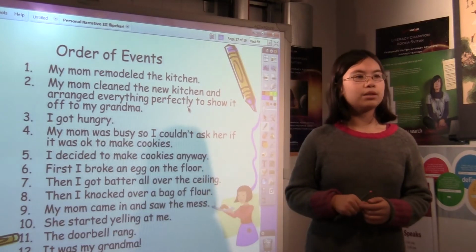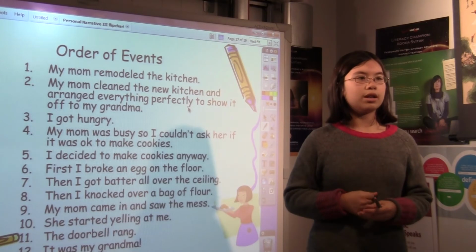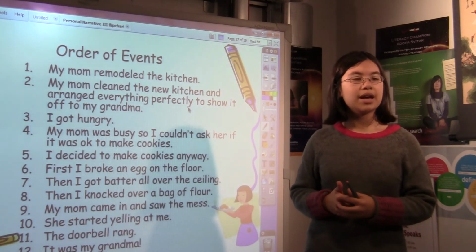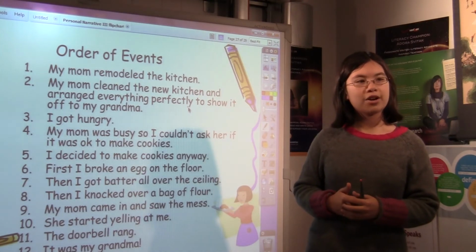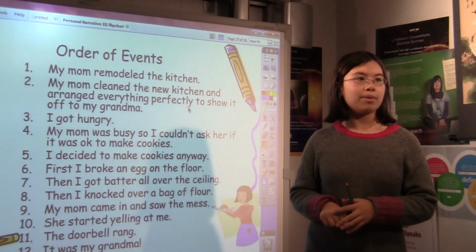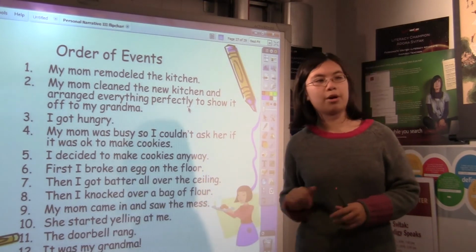Then my mom cleaned the new kitchen and arranged everything perfectly to show it off to my grandma. I got hungry. My mom was busy, so I couldn't ask her if it was okay to make cookies. I decided to make cookies anyway. First I broke an egg on the floor, then I got batter all over the ceiling. Then I knocked over a bag of flour. My mom came in and saw the mess. She started yelling at me, the doorbell rang, and it was my grandma.